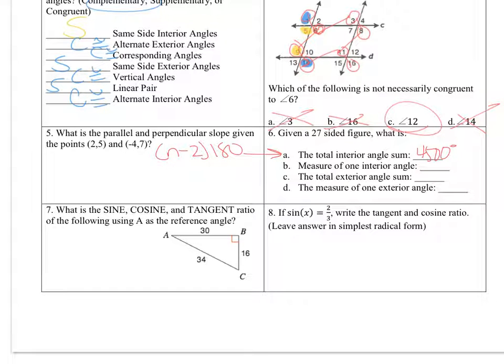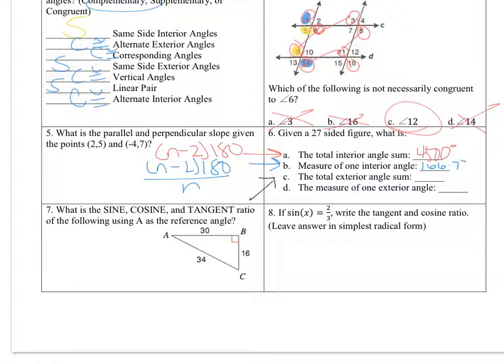How do I find the measure of one interior angle, assuming this is a regular polygon? Well, I would do n minus 2 times 180 all over n. So I would take 4,500 and divide it by 27. I get 166.7 degrees.